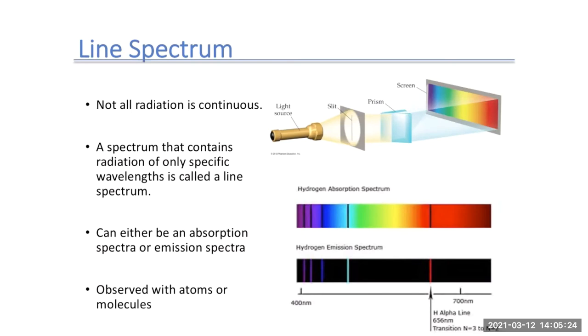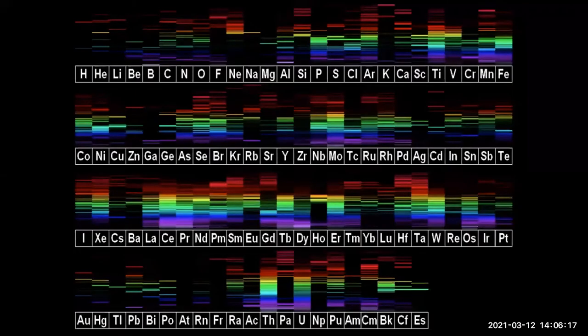So this happens when a spectrum contains radiation of only specific wavelengths. And this is one way we can identify different elements or different molecules present in a sample. Looking at the emission spectrum of most of the elements on the periodic table, in this one we go up to element 99. You can see each element has a unique emission spectrum. They all look slightly different from each other. This is how we can identify all the different elements on the periodic table, by looking at their emission spectra.